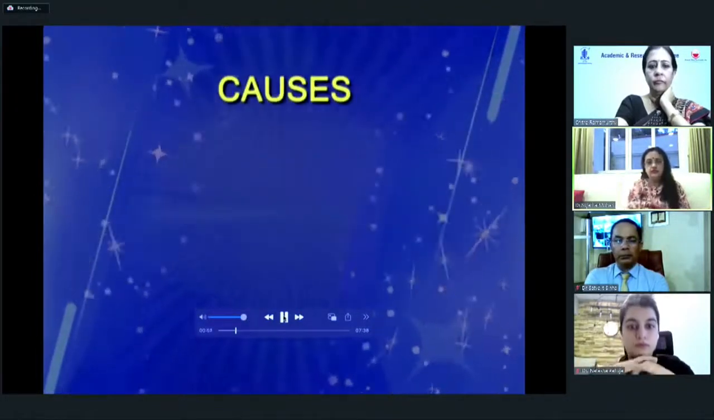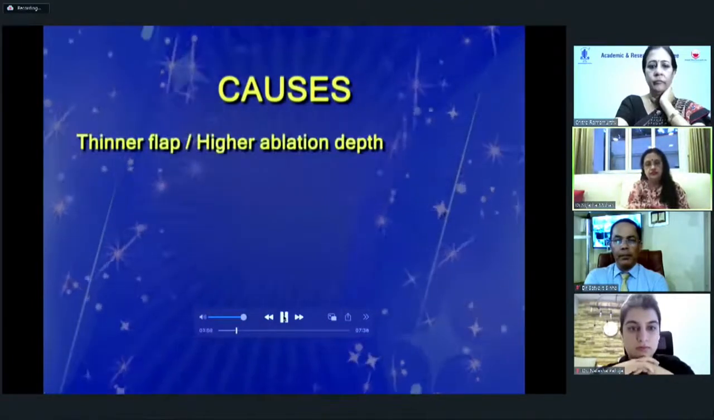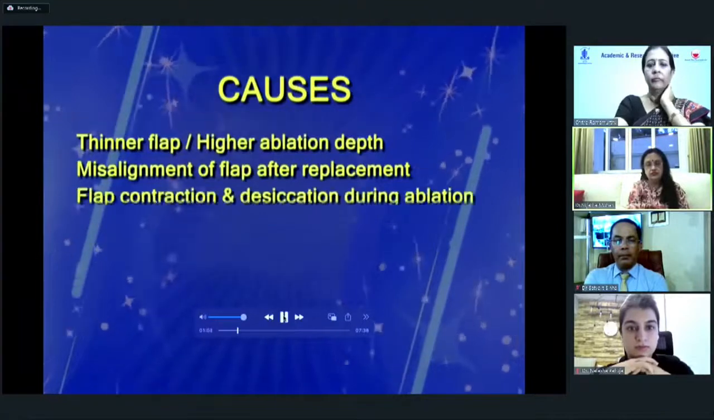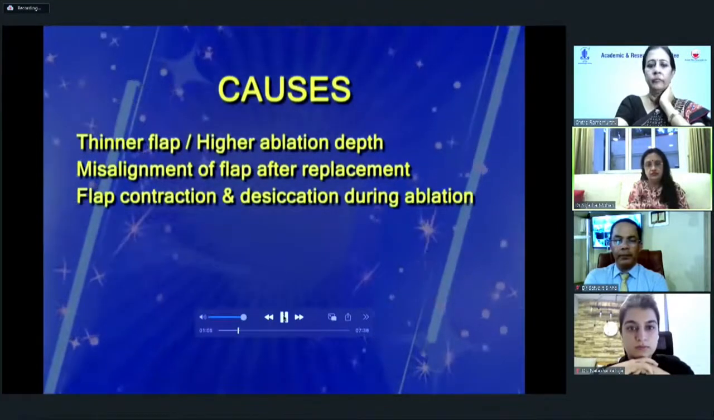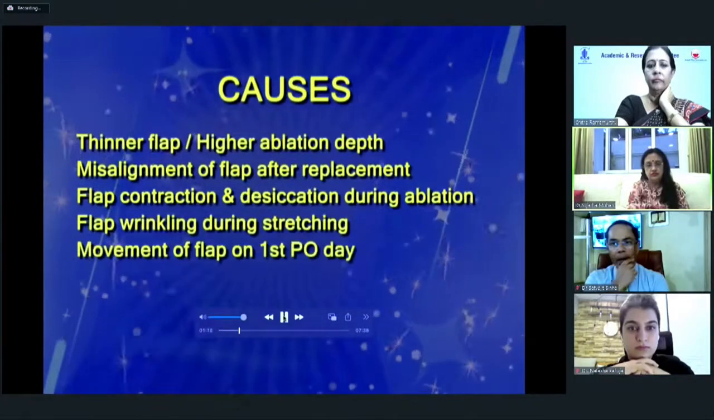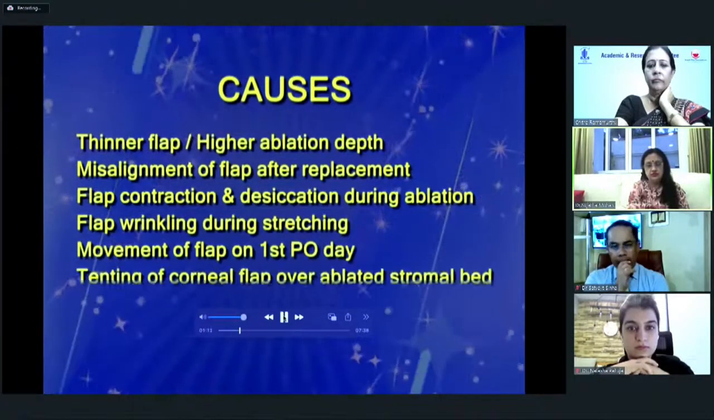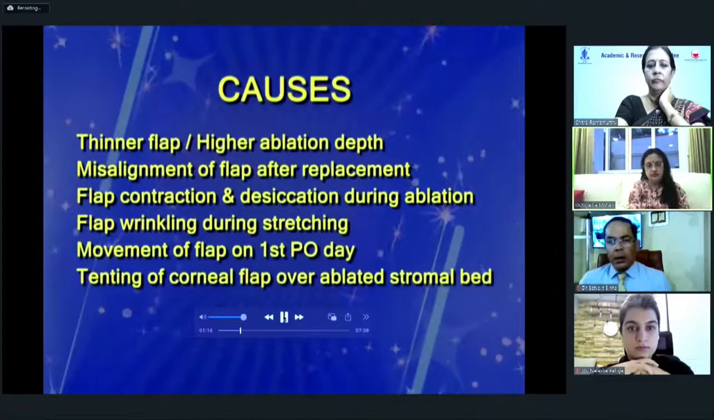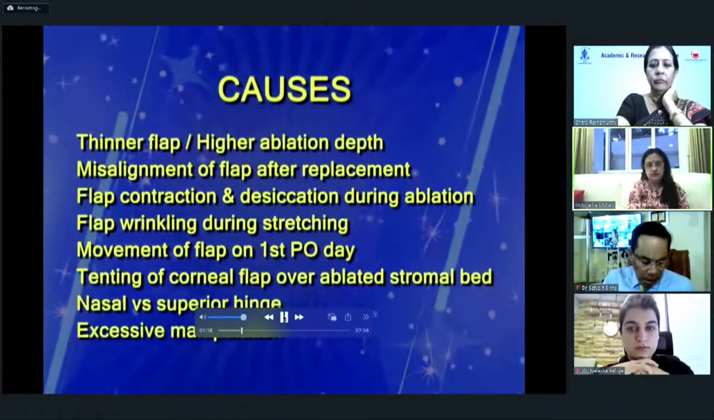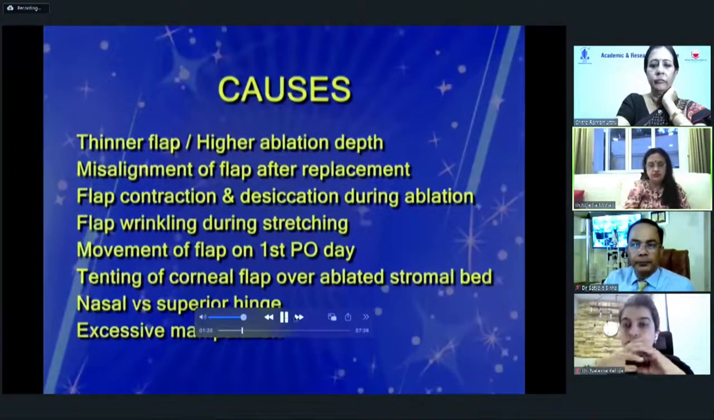The common causes of striae are thinner flaps, higher ablation depth, misalignment of flap after replacement, flap contraction and desiccation during ablation, flap wrinkling during stretching, movement of the flap on the first post-op day, tenting of corneal flap over an ablated stromal bed, a nasal versus a superior hinge, and excessive manipulation of the flap.